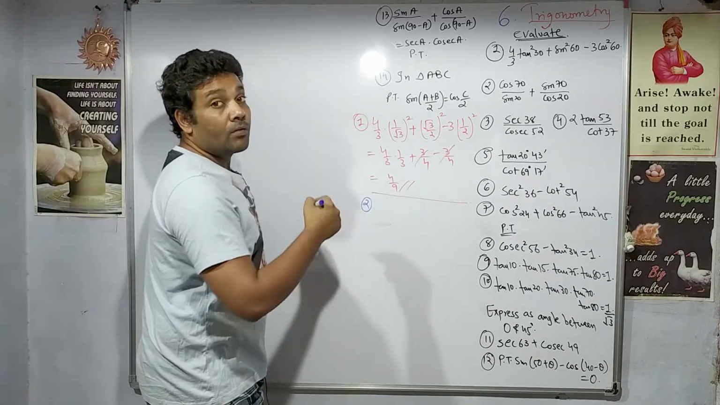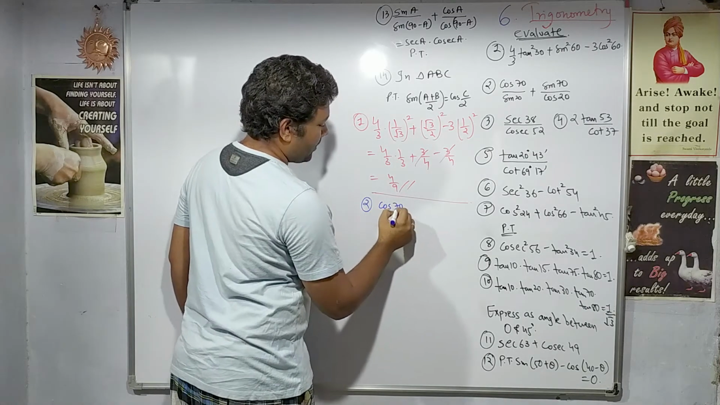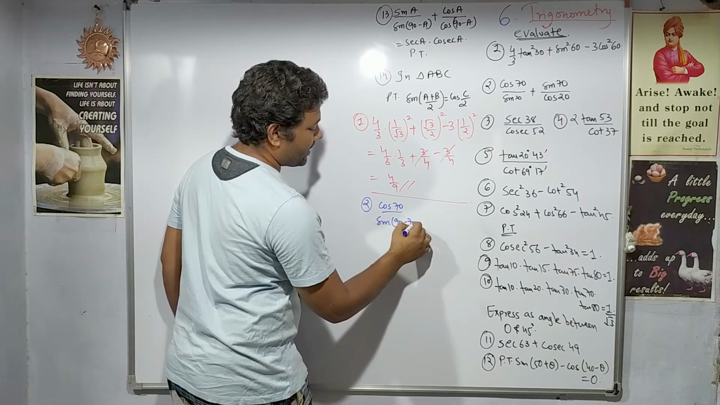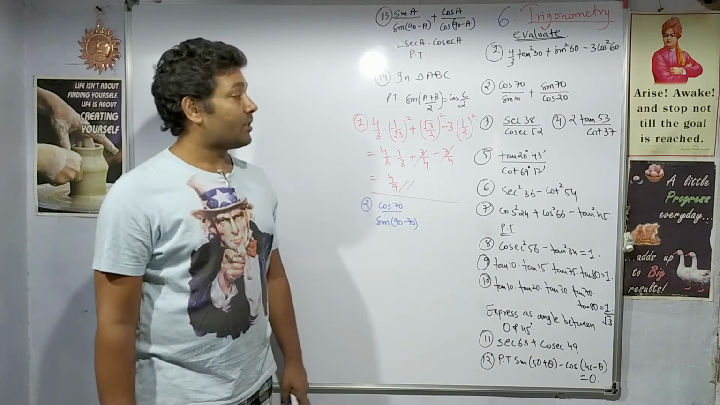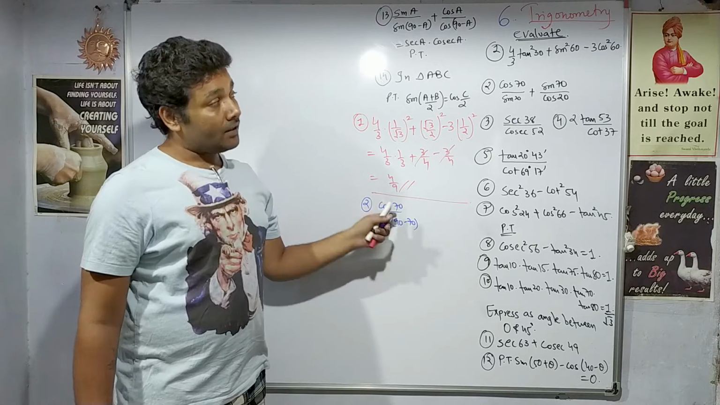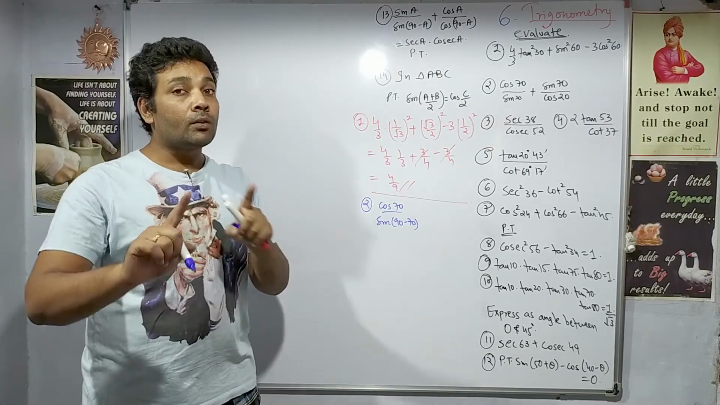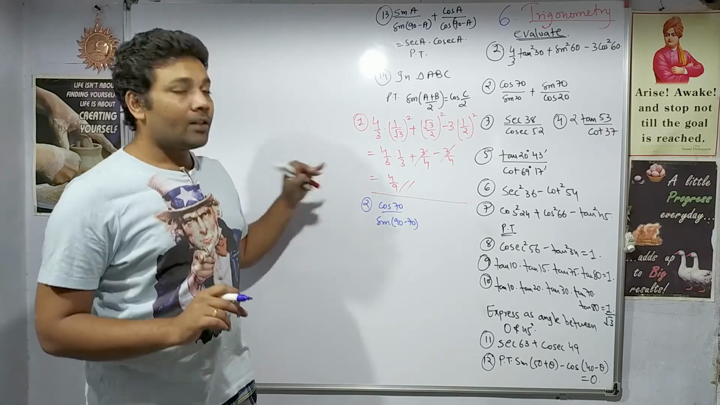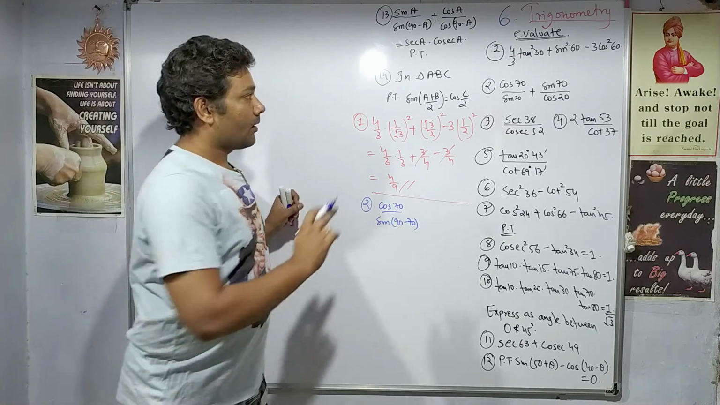Here we'll use the concept of complementary angles. Cos 70, sin 20. 20 can be written as 90 minus 70. Please see how to use the complementary concept. Use the complementary concept either in the denominator or in the numerator. Don't use it at both places, use it at only one place. I have used it in the denominator.